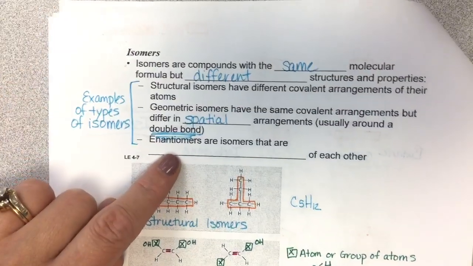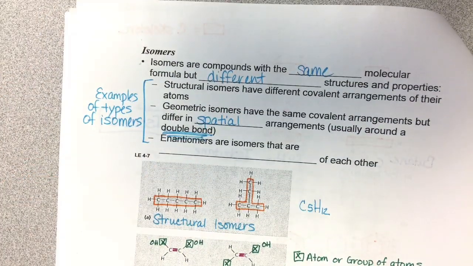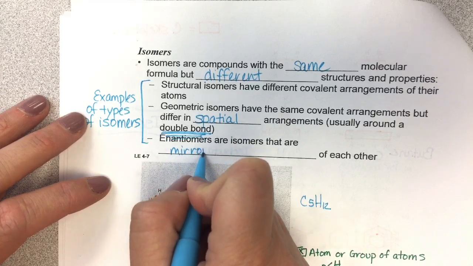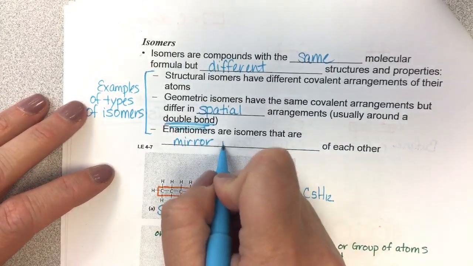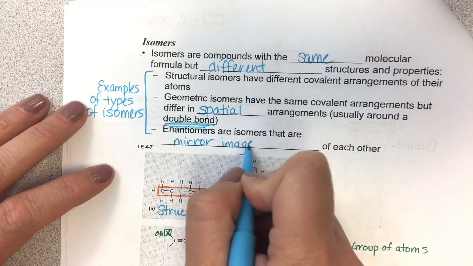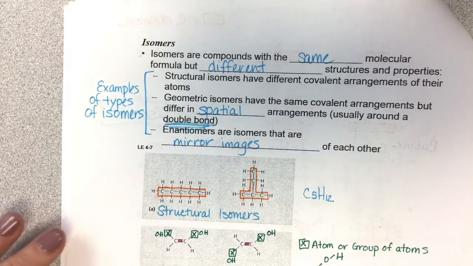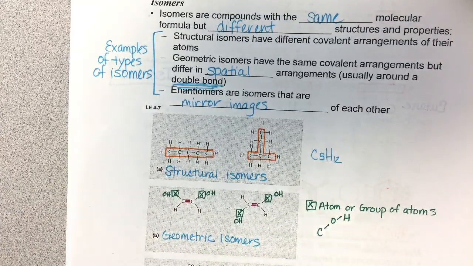And lastly, enantiomers are another type of isomer. These guys are mirror images of one another. So let's just think about images. Let's just think about when you look in the mirror, what changes. The top and the bottom doesn't. Your head is still on top and your feet are still at the bottom.